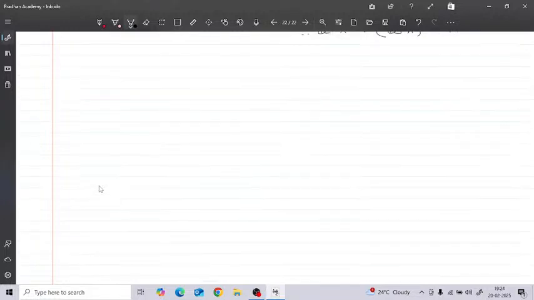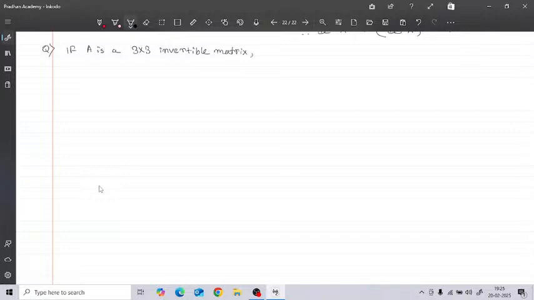Let's move to another question from NCERT exemplar. It is asked that if A is a 3 cross 3 invertible matrix, then show that for any non-zero scalar k, kA is invertible, and kA whole inverse is equal to 1 by k A inverse. So let's calculate.